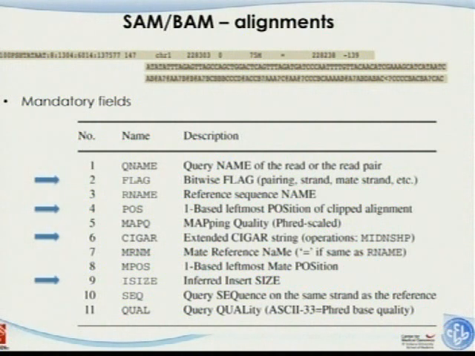And the second one is the flag. It's 147, you can see from here. This doesn't make any sense now, okay? I will try to make sense of it. I will tell you how much information it integrates in the next slides. And the third one is the reference sequence name, which is easy. This is chromosome 1, right? And then the position, this is the start position of this alignment.